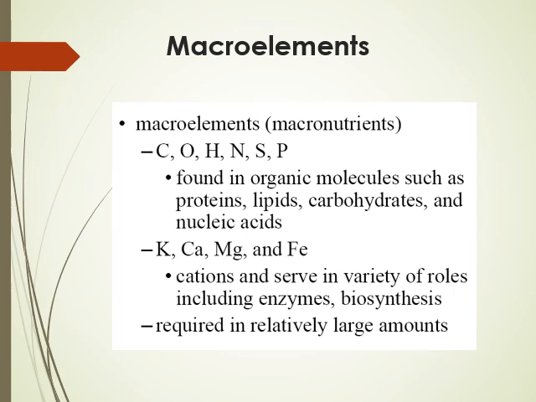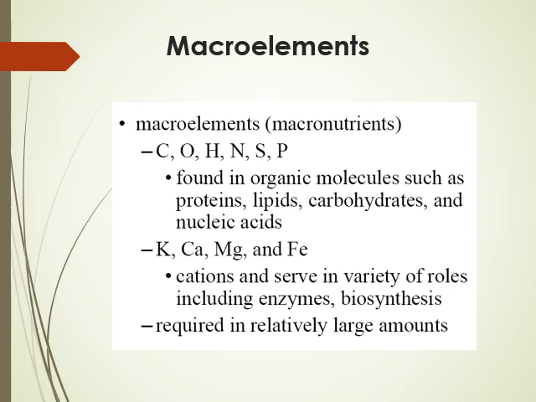Examples: CHONPS. Do you know what these are? These are actually carbon, oxygen, hydrogen, nitrogen, phosphorus, and sulfur. So this CHONPS is found in organic molecules such as protein, lipids, carbohydrate, and nucleic acids.